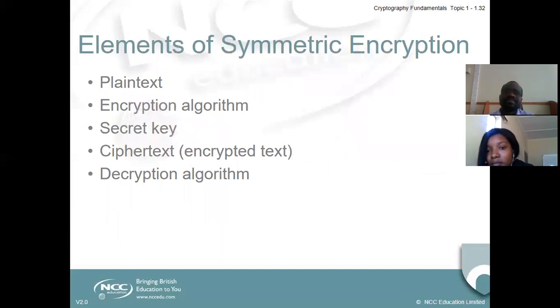Elements of symmetric encryption. When I say elements, we have plain text, encryption algorithm, secret key, ciphertext, and the decryption algorithm. Those are the elements of symmetric encryption. Don't forget: plain text, encryption algorithm, secret key, ciphertext, and decryption algorithm. Ciphertext is encrypted text. The other name for deciphered is decrypted text. So we have cipher, decipher, encrypted, decrypted, the same thing.